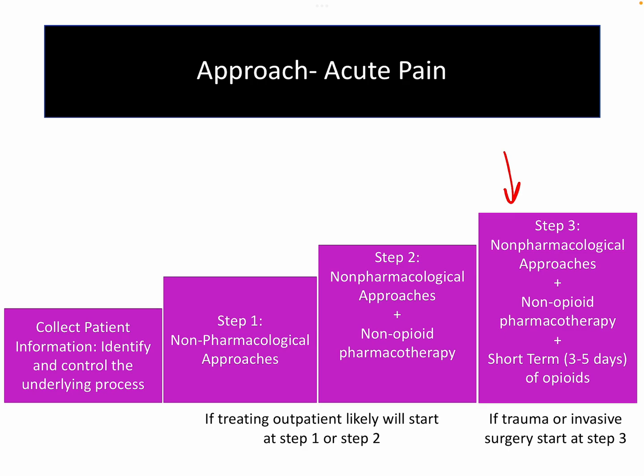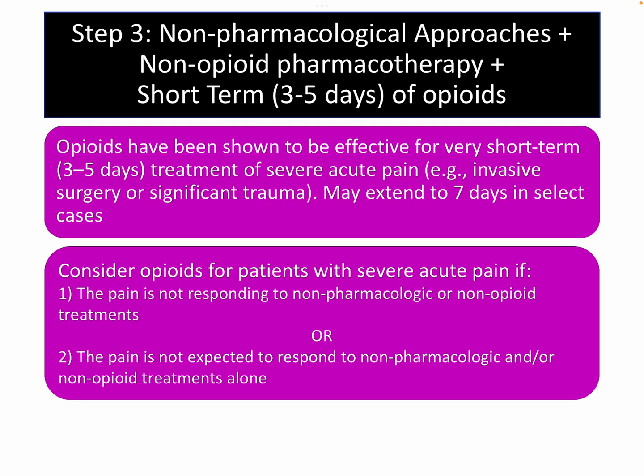And then finally, we have non-pharmacological approaches in the step 3, where we also can add on opioid pharmacotherapy. And you'll see here that the goal here is to only have about 3 to 5 days. Once again, you can start here if you do have trauma. So you do want to limit this to 3 to 5 days in the treatment of severe acute pain, or if the patient hasn't responded to other interventions. You can extend to 7 days, especially in select cases.